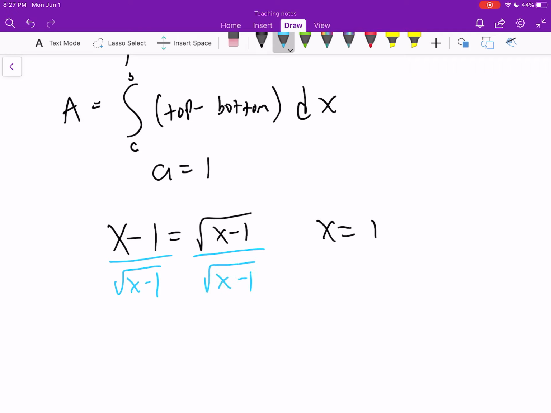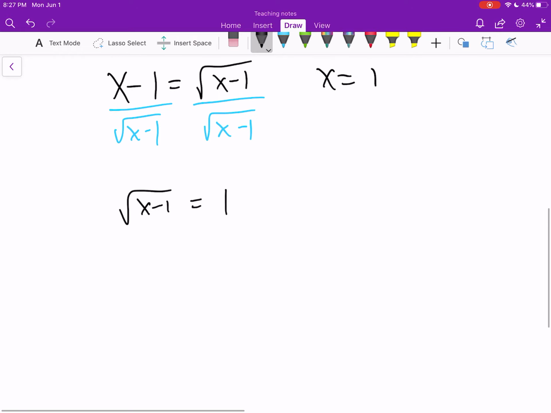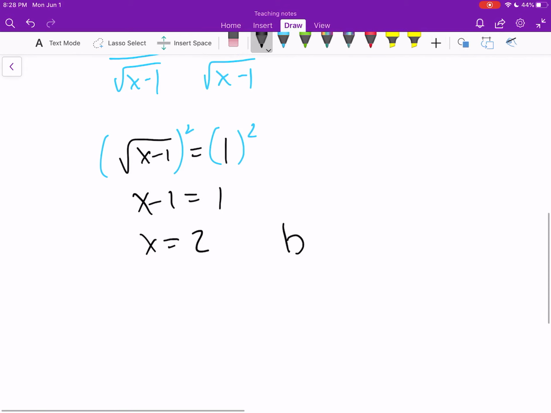When I do that, I already know that x equals 1 is a solution. So then I have square root of x minus 1 is equal to 1. If I square both sides to get rid of the square root, we're going to get x minus 1 is equal to 1, or x is equal to 2. That tells us b is equal to 2.